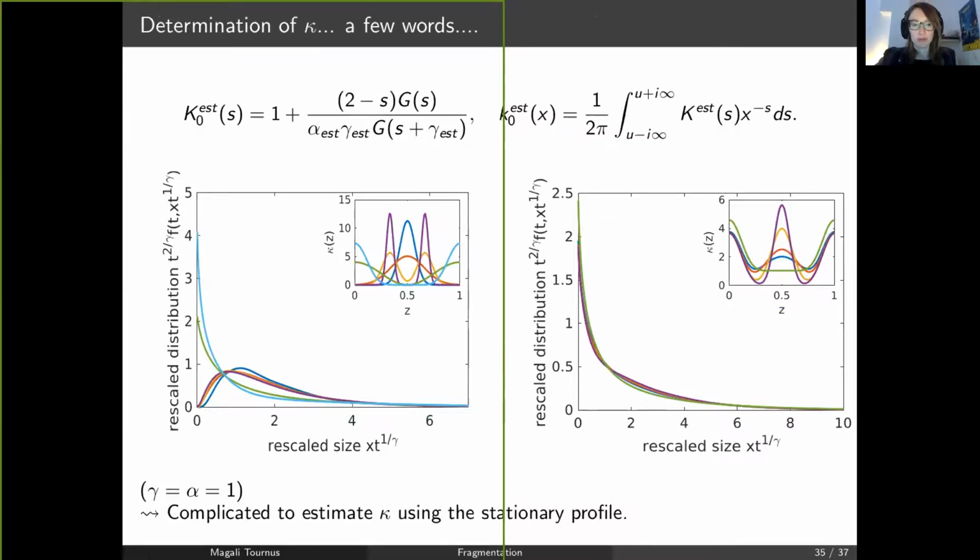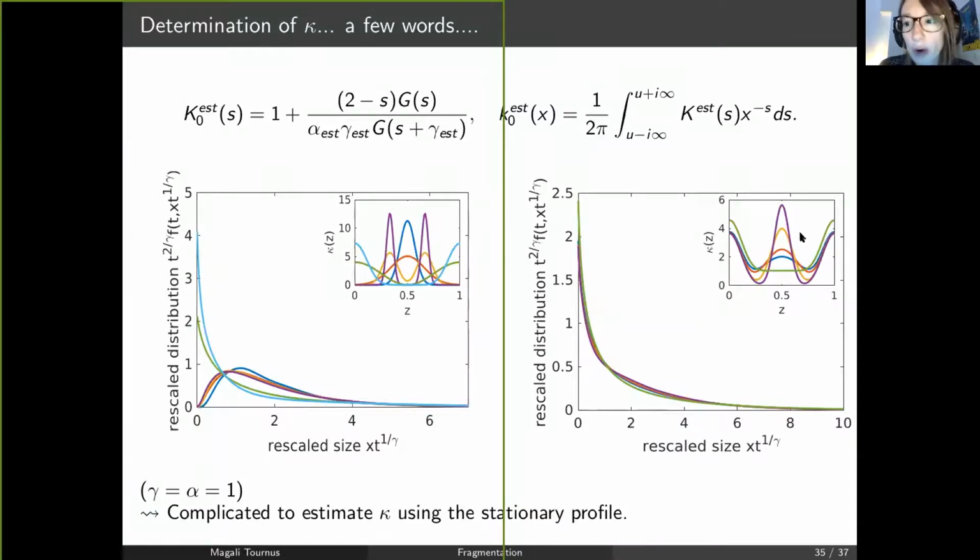And now about the kernel, I will show two plots. On the plot on the left, we have a lot of different kernels, and you see that the rescaled distribution profiles that correspond to these kernels are very similar. So they can be classified into two: kernels that create particles of very small size, whose kappa of 0 is something strictly positive, and kernels that are not creating small-sized particles.